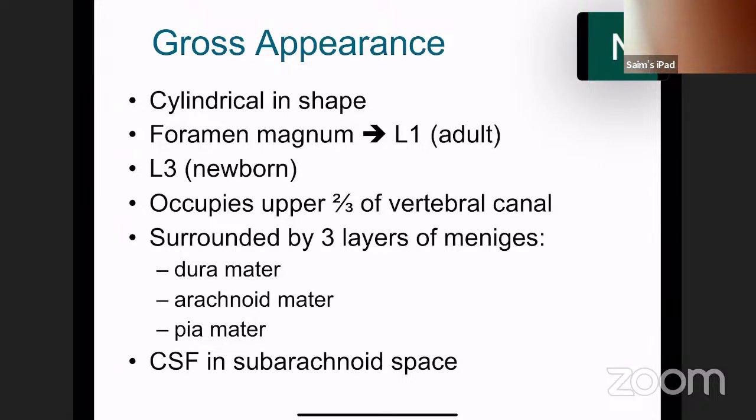Okay, so coming to the gross appearance of the spinal cord, it is cylindrical in shape. It arises at the level of the foramen magnum and extends below it to the level of L1. In the newborn, it is at the level of L3, and it occupies the upper two-thirds of the vertebral canal.